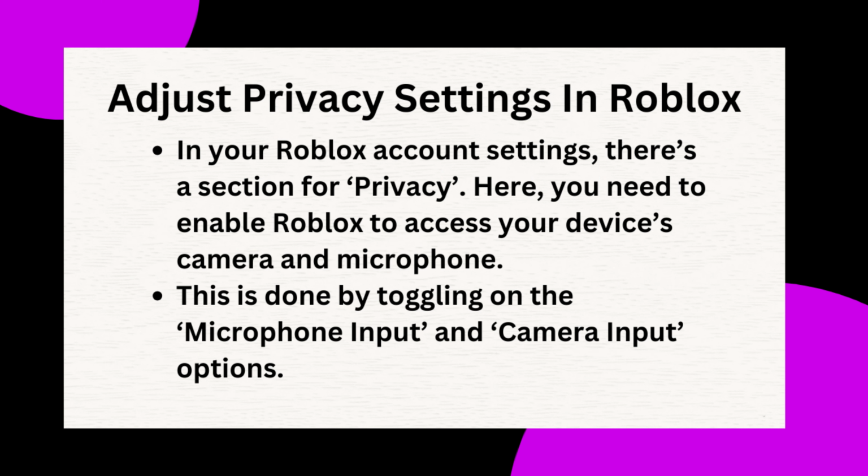Adjust privacy settings in Roblox. In your Roblox account settings, there is a section for privacy. Here you need to enable Roblox access to your device camera and microphone. This is done by toggling on the microphone input and camera output options.